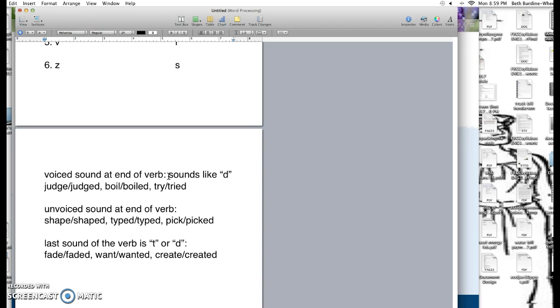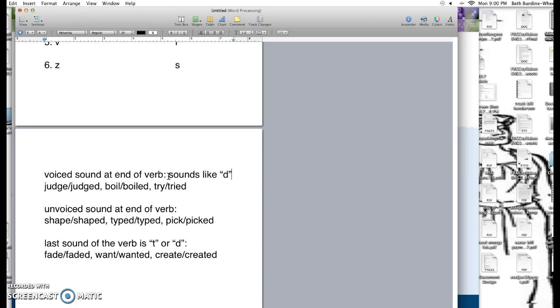An L is a voiced sound, so it sounds like boiled. And try. Sometimes Y is considered a consonant, and sometimes a vowel, and in this case we are going to consider the R a voiced sound, because it is voiced and will definitely be pronounced like the D when we turn it into past tense. So try turns into tried.